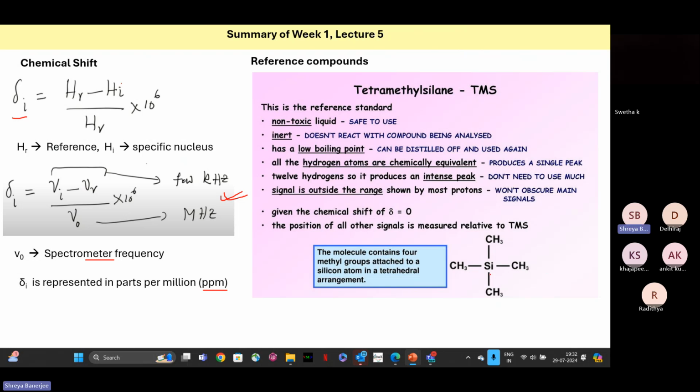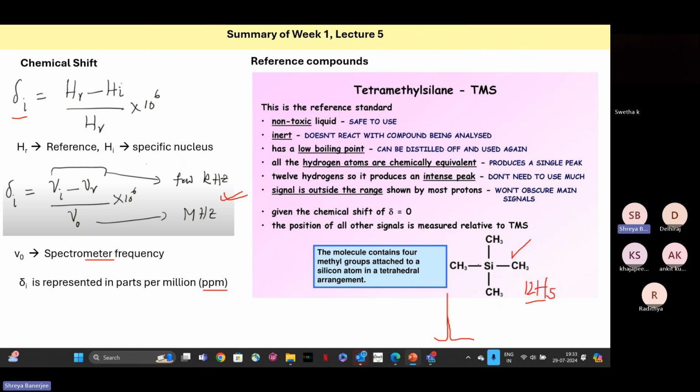But in TMS, this is the structure of TMS, you have a silicon attached to 4 methyl groups. Because there are 4 into 3, 12 hydrogens, and all the hydrogens have an equivalent environment. Because of this, only one signal is generated because all 12 hydrogens are equivalent. So it is a good reference, because if the reference itself is giving multiple signals, it's not a good reference. Secondly, because it has 12 hydrogens, it produces a very intense peak. So a small amount of TMS itself is enough.